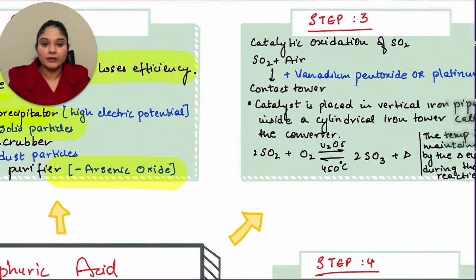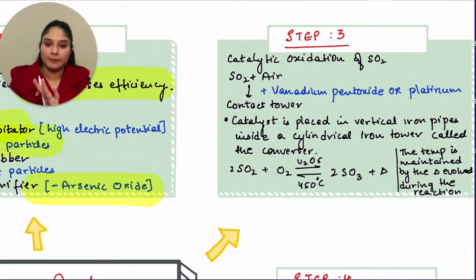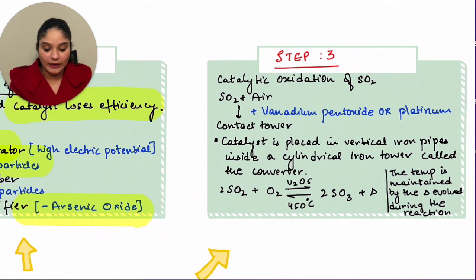The third step is, now since the purification has happened, the mixture will enter the catalyst zone. The reaction will start working. So catalytic oxidation of SO2. You're turning SO2 into SO3. That is your target. So SO2 plus air plus vanadium pentoxide or platinum. These are the catalysts that you're using in the process.